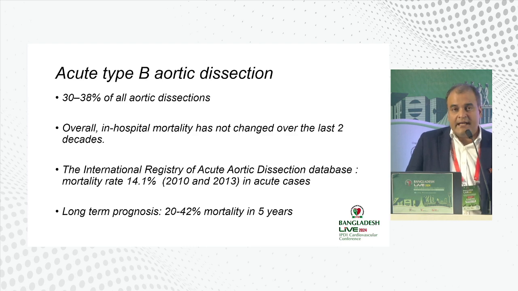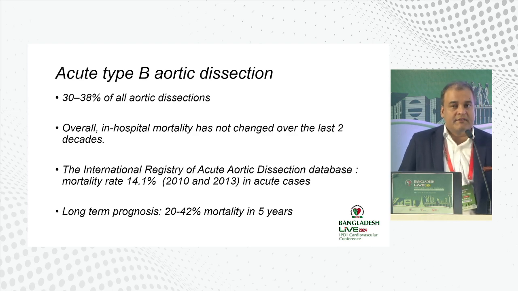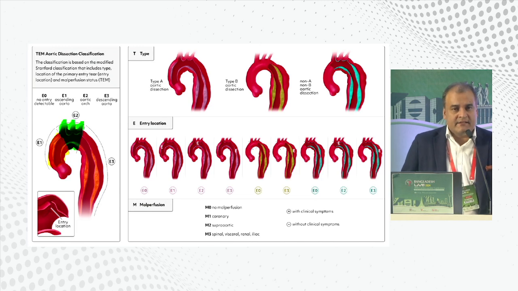And you know, the incidence of type B is not very low. It comprises about 1/3 of all the acute dissections we get. This is the latest TEM classification that came out in the European journal. I think it's really important for everyone to know about this. So basically, type A, we know when it involves the ascending aorta, type B when it involves the descending aorta, non-A, non-B is when it involves the middle bit.